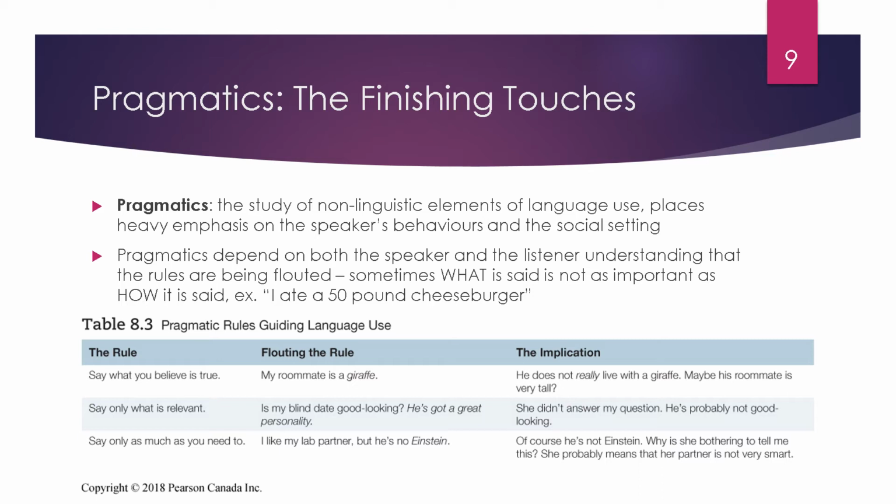So some of the pragmatic rules here: saying what you believe is true would be a rule, but flouting the rule might be saying my roommate is a giraffe. If somebody told you the roommate is a giraffe, do you think they are literally living with a giraffe? Probably not. You'd probably think, maybe they're saying the roommate is very tall.